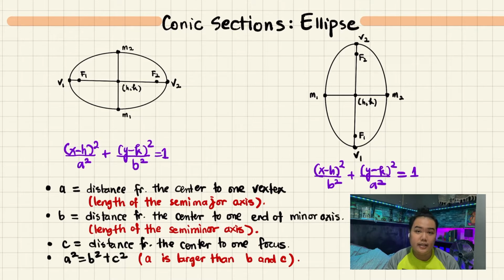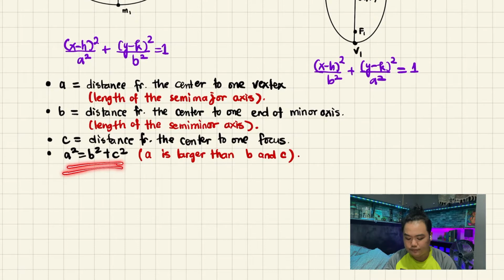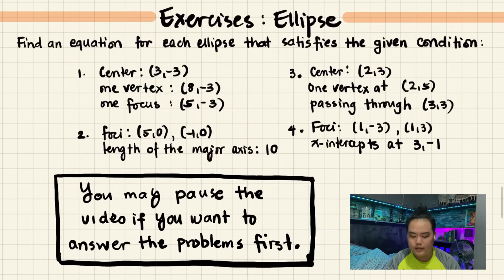Where A is the length of the semi-major axis, B is the length of the semi-minor axis, and C is the length of the line segment from the center to one focus. At nagpa-follow sila ng ganitong relationship. So ito yung problems natin. Find an equation for each ellipse that satisfies the given condition. Of course, we start with number 1.